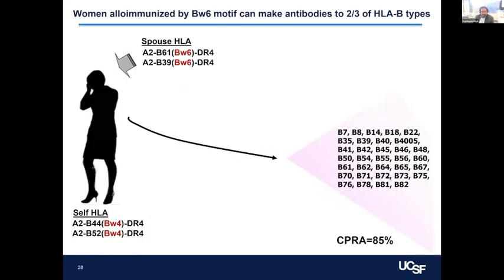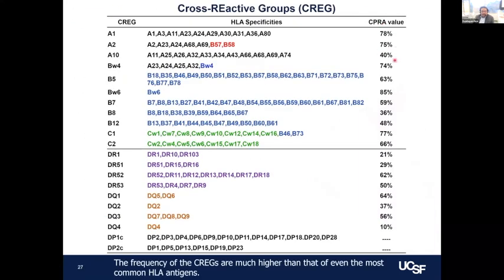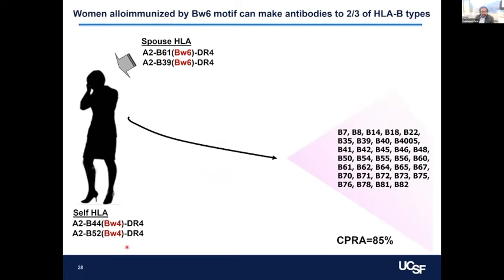Some of these cross-reactive groups have high CPRA values, meaning the frequency in the population is high. For example, BW6: 85% of the population carries BW6. In clinical practice, take this woman, whose type is BW4 homozygous. Her husband is BW6, and after a couple of pregnancies, she can make antibodies against BW6, which is present in all these HLA proteins. Just one antibody can bind to all of them. So we don't call it a BW6 antibody; we call it antibodies to BW7, B7, B8, all this bunch of molecules. That's why the CPRA is much higher. One antibody can exclude 85% of the donors.